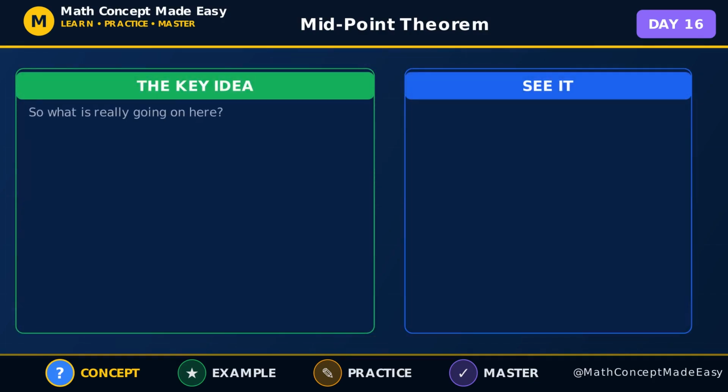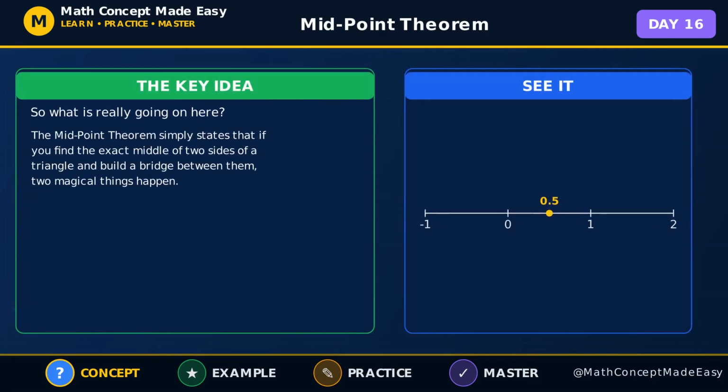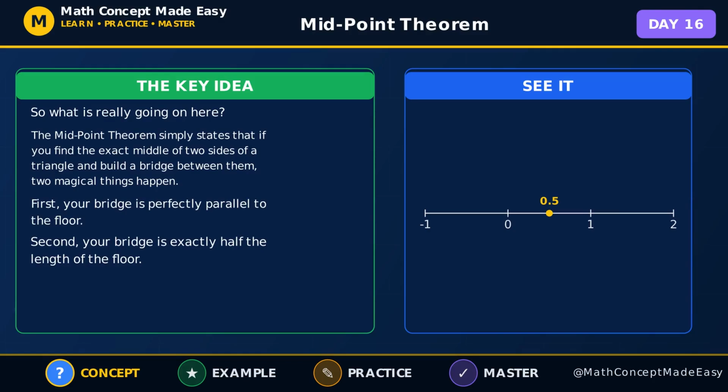So what is really going on here? The midpoint theorem simply states that if you find the exact middle of two sides of a triangle and build a bridge between them, two magical things happen. First, your bridge is perfectly parallel to the floor. Second, your bridge is exactly half the length of the floor. Keep that picture in your mind, because everything else in this lesson grows out of it.